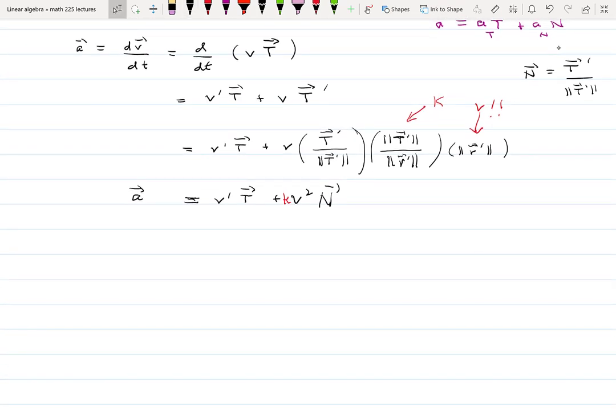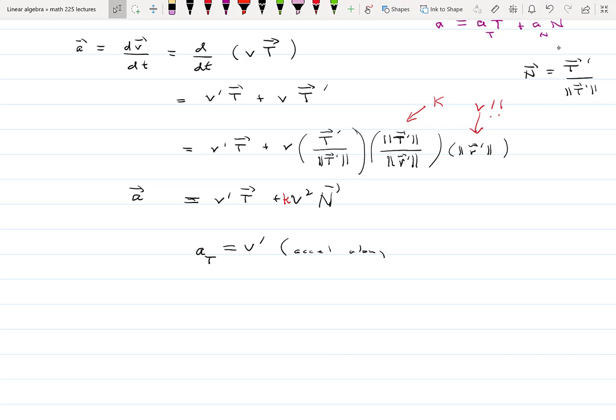This mathematics is amazing, I think. It's absolutely amazing that this mathematics can do this kind of thing. The idea though is this: the tangential component of acceleration, what I feel when I'm riding this ride in space or a spaceship, what I feel in terms of forward motion, is v prime. And that should make sense. V is your speed along the curve. V prime is your acceleration along the curve.